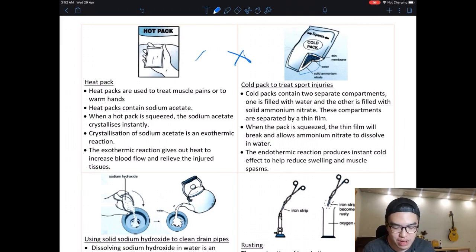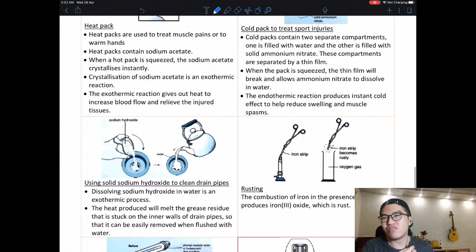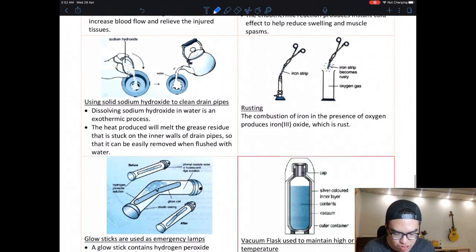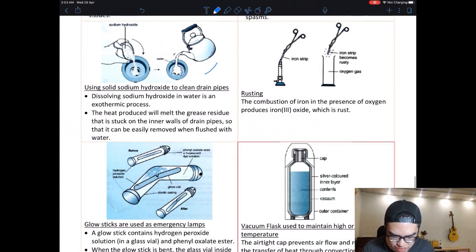So this is heat pack, cold pack. Okay, so heat pack is, let's say you have muscle tense. Okay, you use this heat pack to increase the blood flow to make this part feel better. Okay, so same concept. Okay, so what else? Sodium hydroxide to clean drain pipes. Okay, you can read this yourself, not very important.